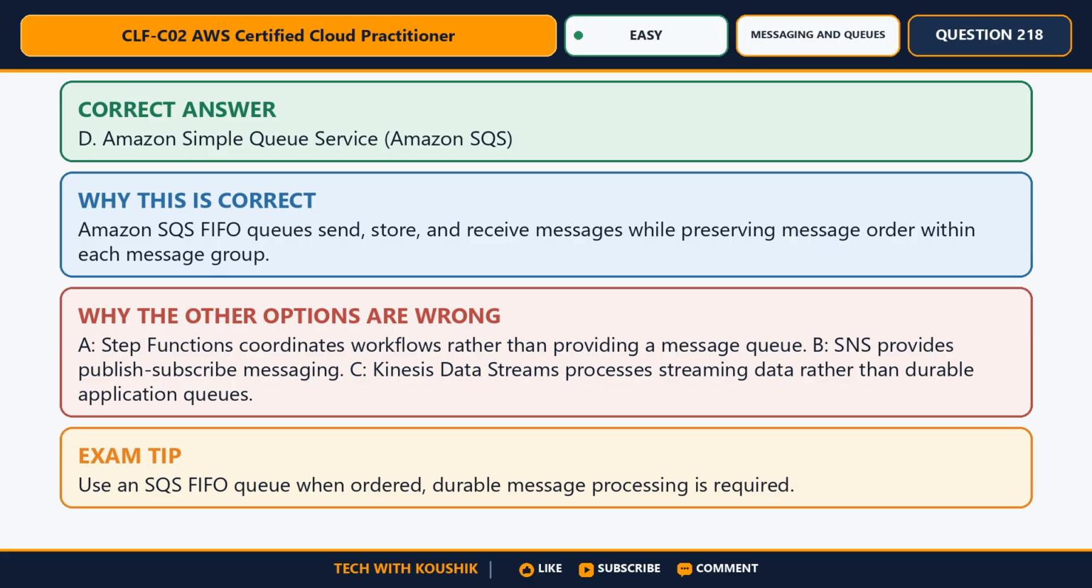A. Step Functions coordinates workflows rather than providing a message queue. B. SNS provides publish-subscribe messaging. C. Kinesis Data Streams processes streaming data rather than durable application queues. Exam tip. Use an SQS FIFO queue when ordered, durable message processing is required.